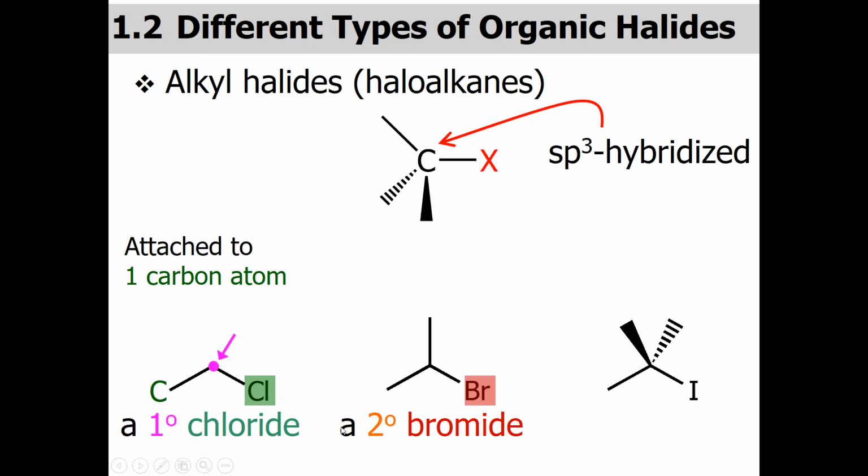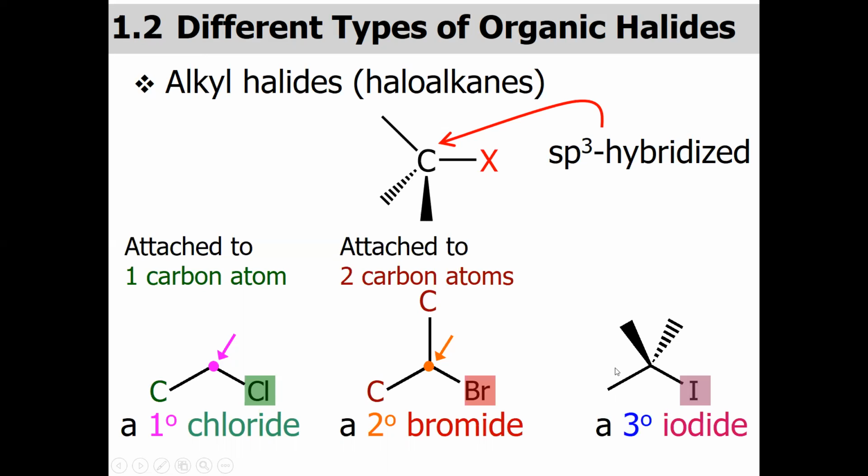And in the second example, this bromine is directly attached with a carbon, and this carbon is directly attached with two more carbons. So this is an example of a 2-degree carbon atom, or the secondary alkyl halide. In the third example, this iodine is directly attached with a carbon, and this carbon is bonded with three more carbons. So this is an example of a 3-degree alkyl halide, or this carbon is known as the 3-degree carbon atom, three carbon atoms.